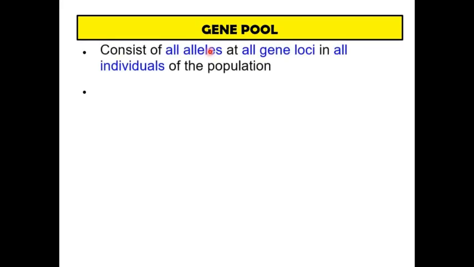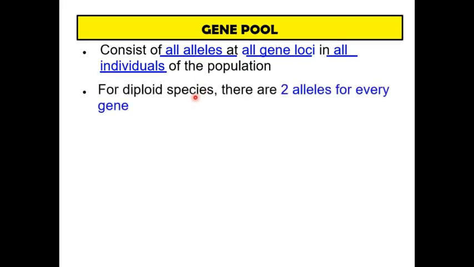Next, gene pools. What is a gene pool? A gene pool consists of all alleles at all gene loci in all individuals of the population. I repeat again, a gene pool consists of all alleles at all gene loci in all individuals of the population. For diploid species, there are two alleles for every gene.